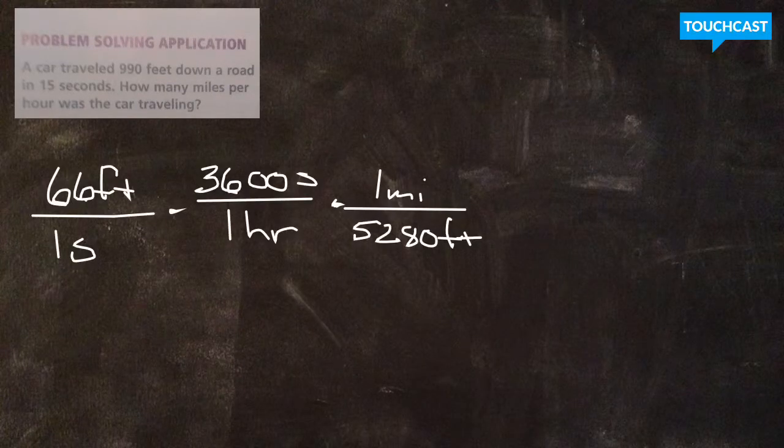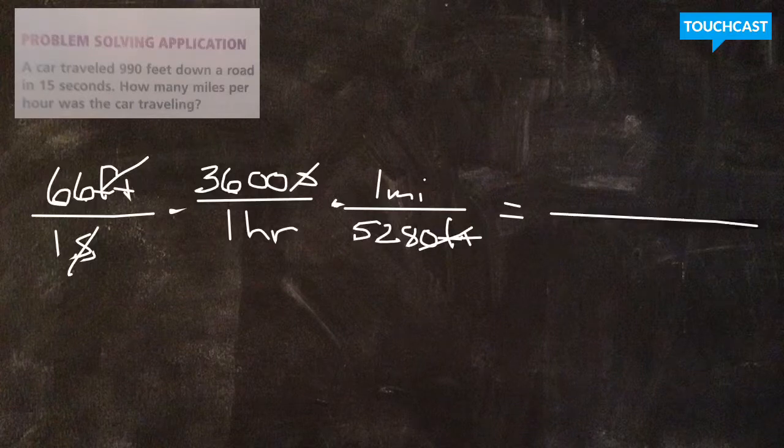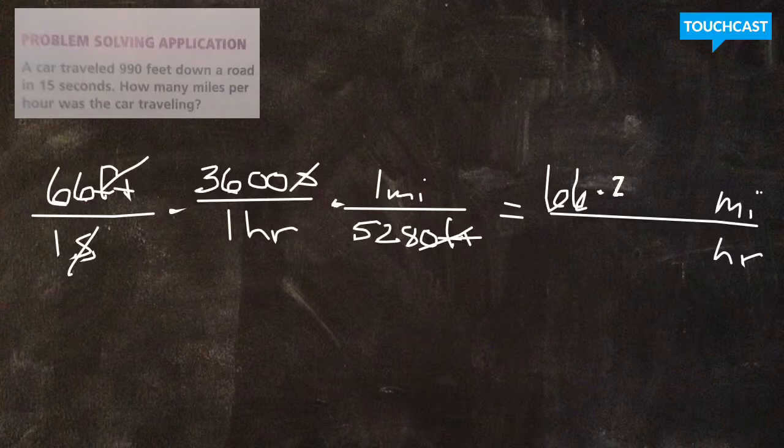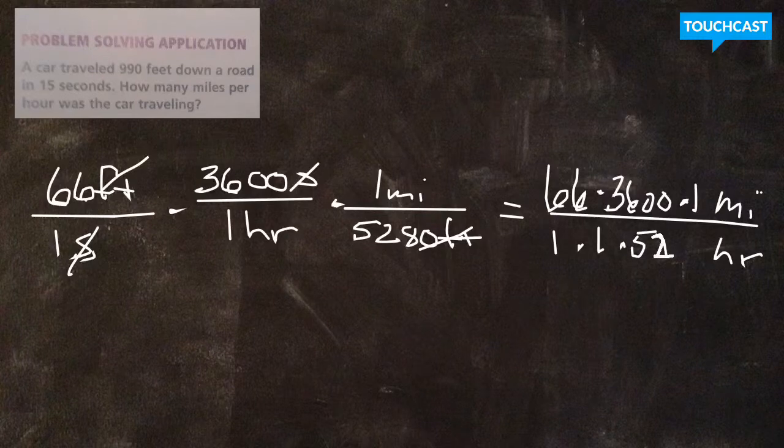So to solve the problem, we're going to write the 66 feet per second and multiply it by our 2 conversion factors. So when we do this, we're going to get rid of the seconds label, and we're also going to get rid of the feet label, so that when we're done, we're left with just so many miles in our numerator and so many hours in our denominator. Now we can multiply 66 by 1 and by 3,600. And then in our denominator we can go 1 times 5,280.